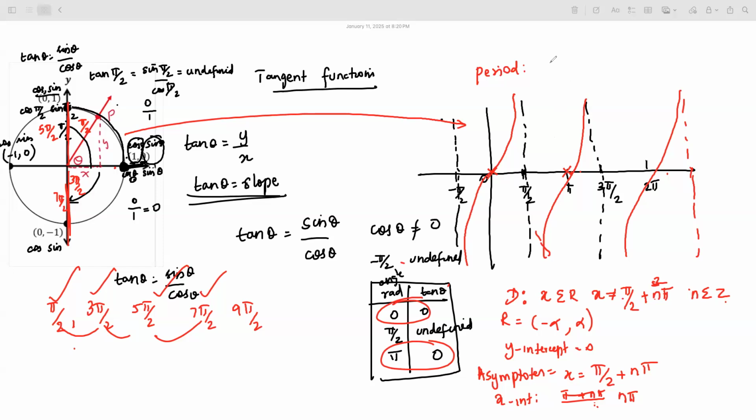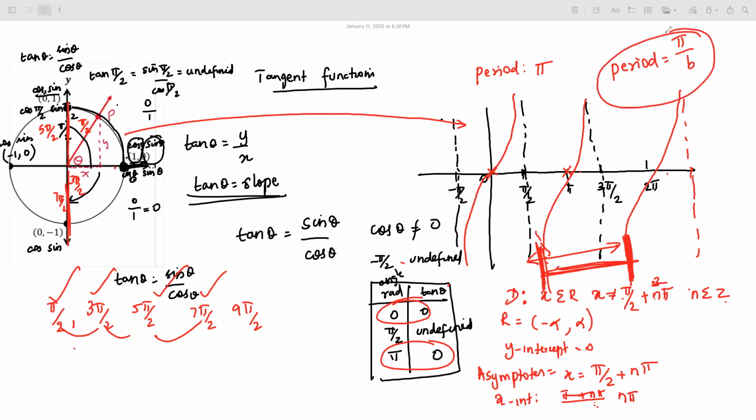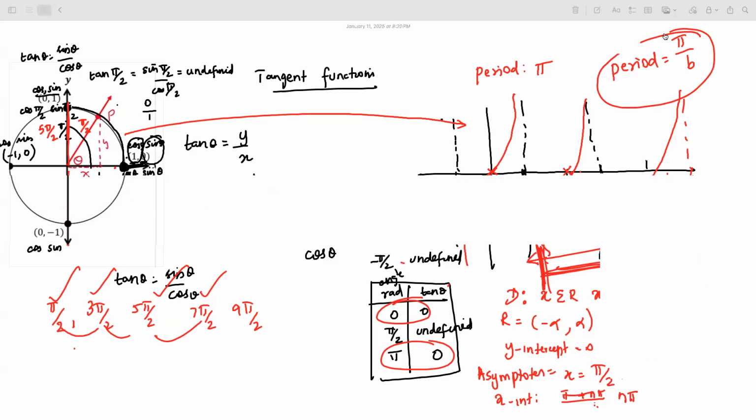Pi. Good job. Pi. You see between this and this, pi, because that's the distance between this point and this point, right? So it's just pi. Now, if the period is pi, the period is now pi by b. Am I making sense for tangent graphs? For sine and cos the period was 2 pi by b.